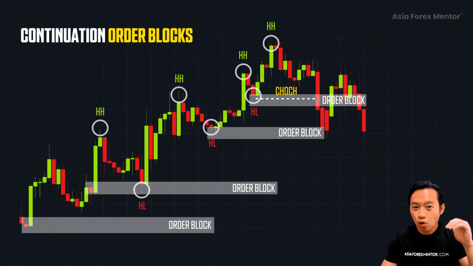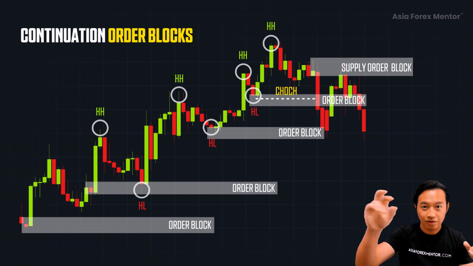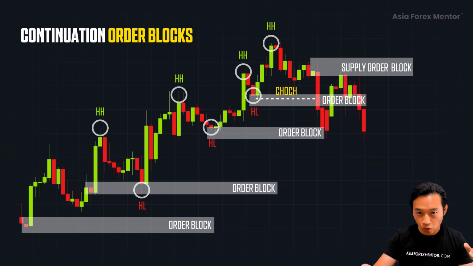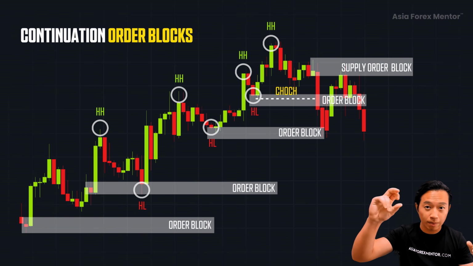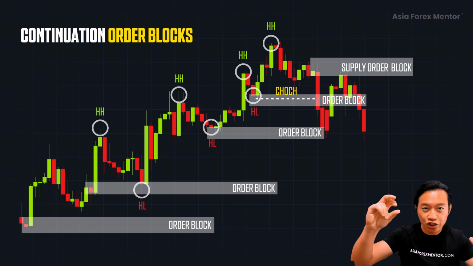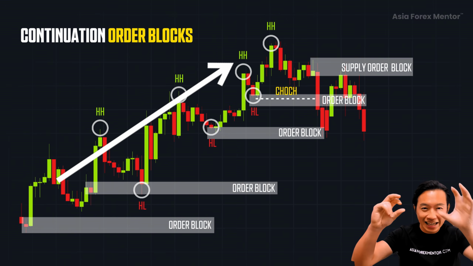So now, what will happen? A supply order block will now form at the point whereby it changed towards the downtrend. It broke the low with a change of character, correct? So now you've got a supply order block over there. But that supply order block is against the dominant trend, correct? The trend is still upwards. This is now a supply order block, but it's against the dominant trend.